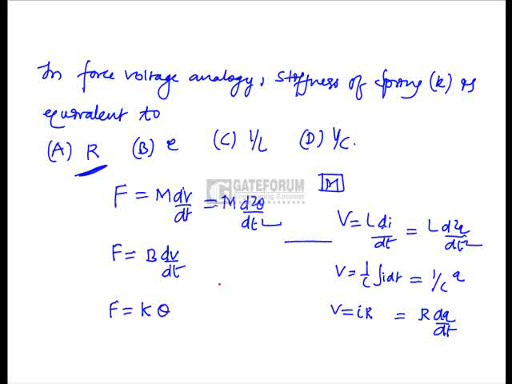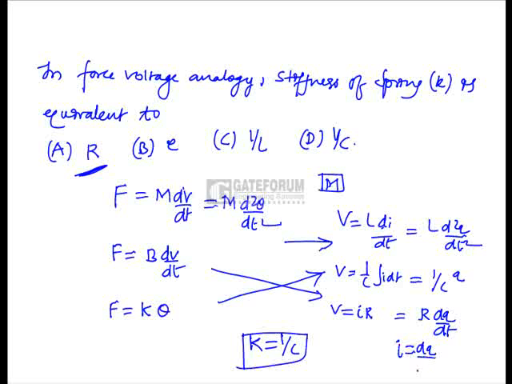Now compare these equations here, for the force voltage analogy. What is spring constant K? Spring constant K is equivalent to 1 by C, since here I is equal to dQ by dt, and I am replacing everywhere I with dQ by dt. So in force voltage analogy, spring constant K is equal to inverse of capacitance, that is option D.